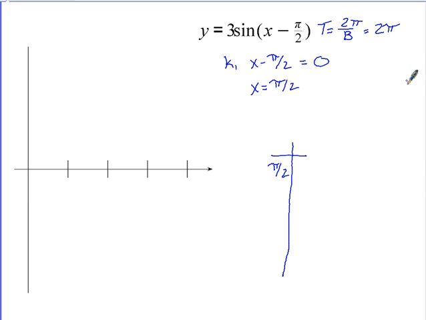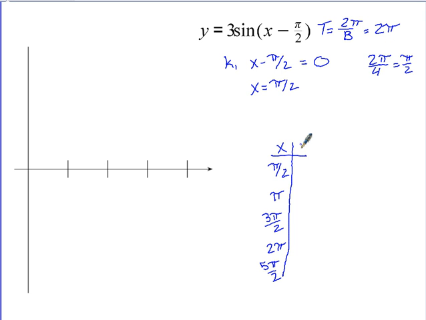All right, then the only other thing I have to do is take the period and divide it by 4. So 2 pi over 4 simplifies to pi over 2, and that's what I'm going to add every time to get my next 4 key points. So pi over 2 plus pi over 2 is pi. Pi plus pi over 2 is 3 pi over 2. 3 pi over 2 plus pi over 2 is 2 pi. And 2 pi plus pi over 2 would be 5 pi over 2. All right, those are my x values.